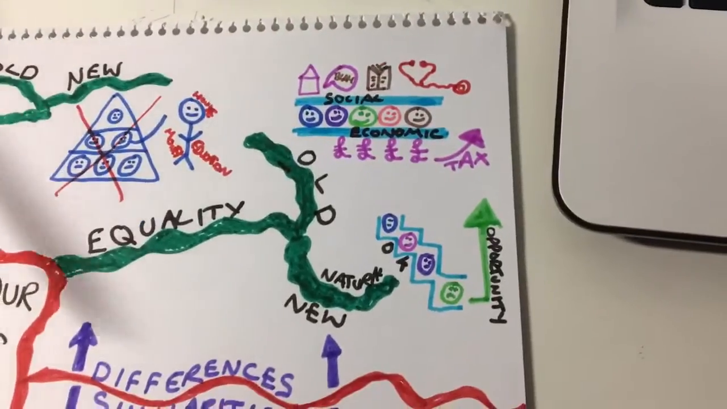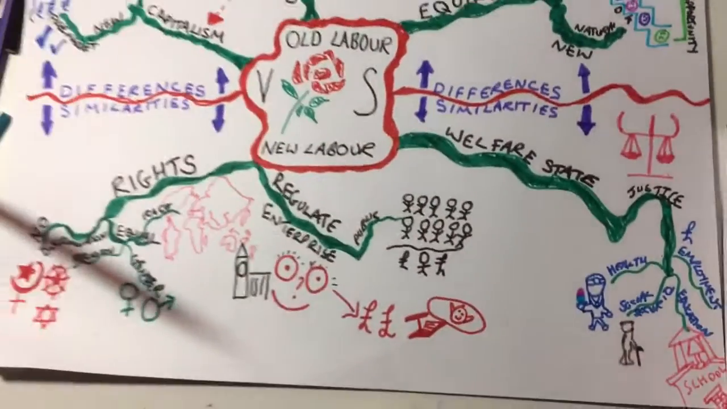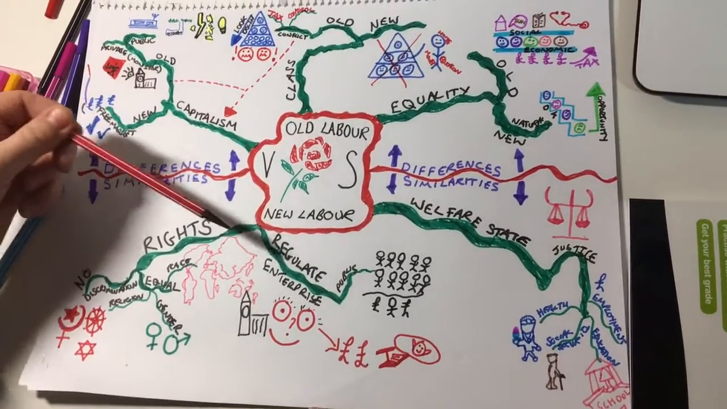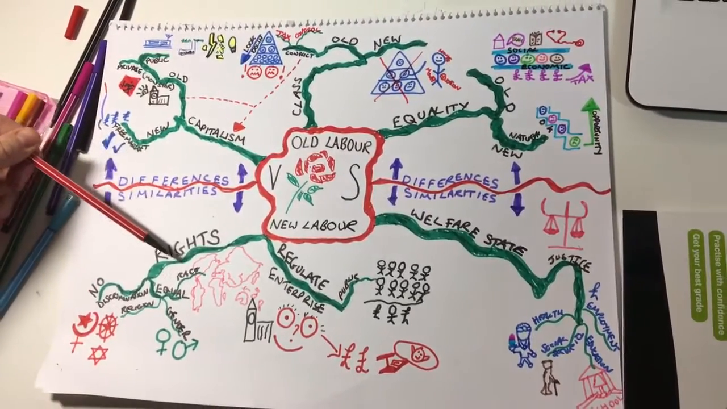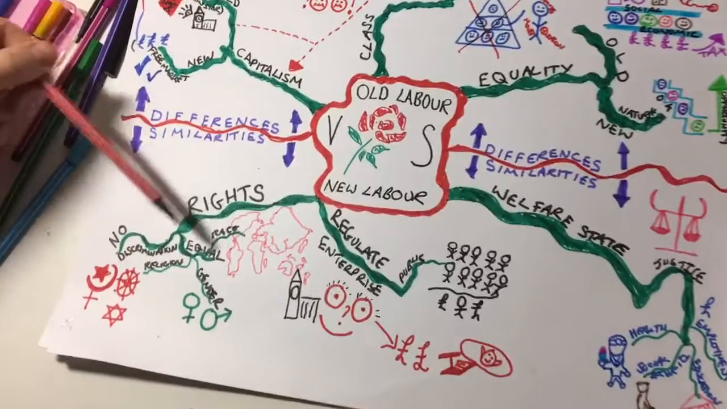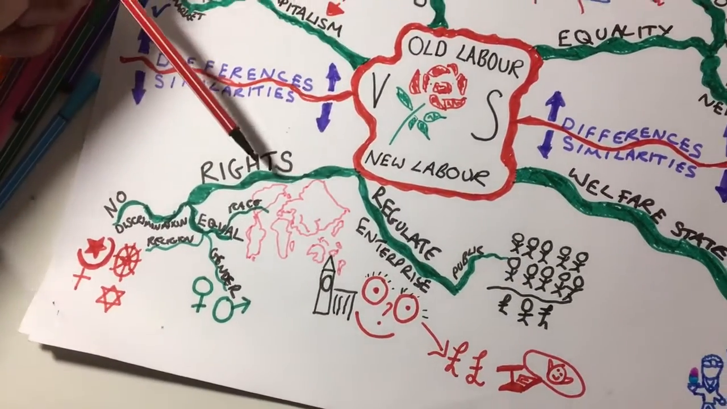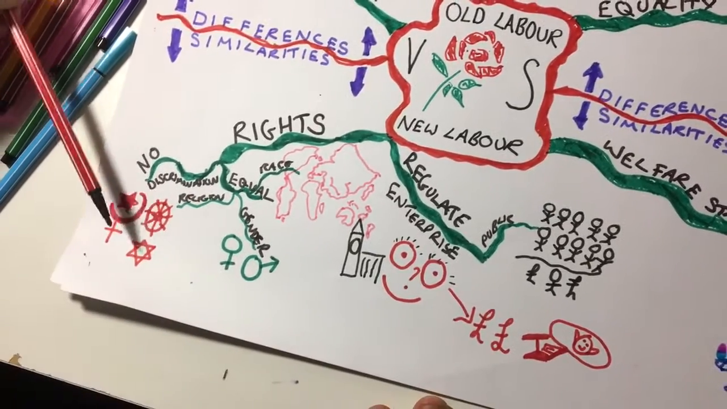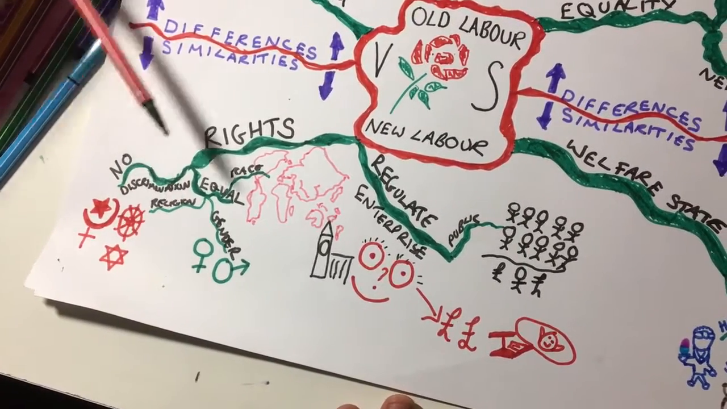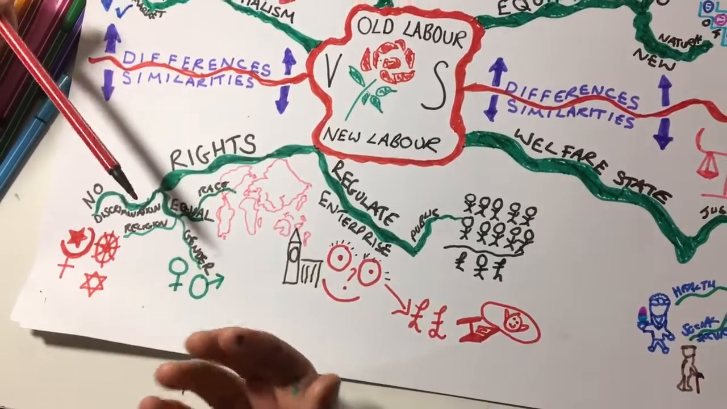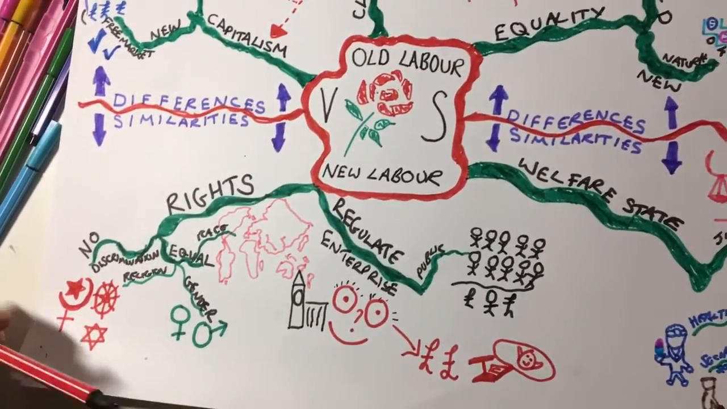So if you look here, if you just branch out, I'm not going to go through the whole mind map with you, but if you can see what I've done, I've got my big branches here, then they're going off into rights. This is now a similarity. I've got rights, I'm helping it with pictures, my keywords. Everyone has rights, there's no discrimination. My keywords: race, gender, religion.